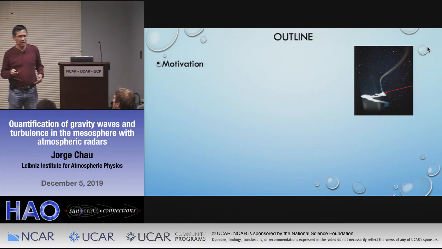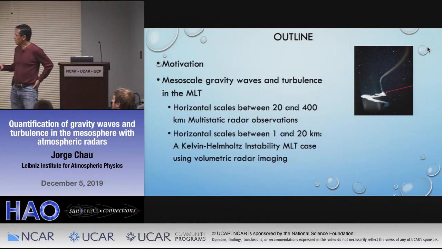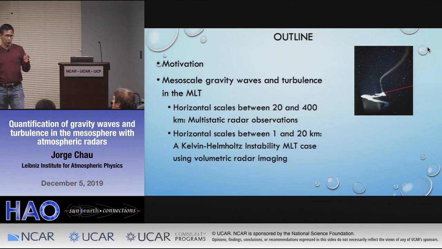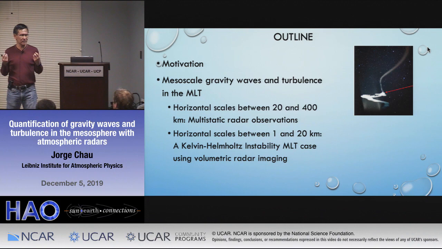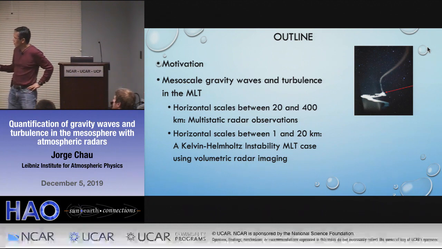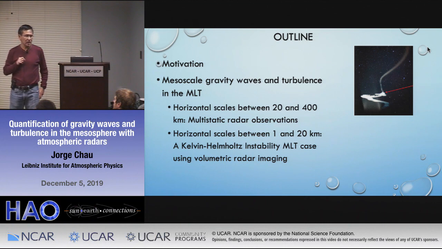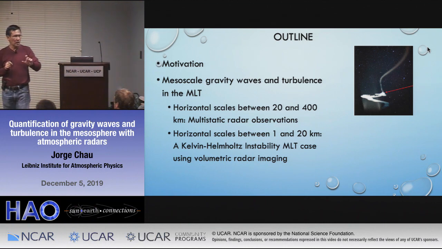So the outline is motivation: what are we after, and why the scales that we want to study? The main focus is two parts. One part attacks horizontal scales between 300 and 20 kilometers, which are subgrid scales for most general circulation models. So we want to provide data: what do we observe in terms of these scales in the mesosphere, lower thermosphere? I will come to that. The second part is based on a recent paper on a case study of Kelvin-Helmholtz instabilities, at scales of 1 to 20 kilometers. So two different systems complementing each other on the scales in the mesosphere, lower thermosphere region.